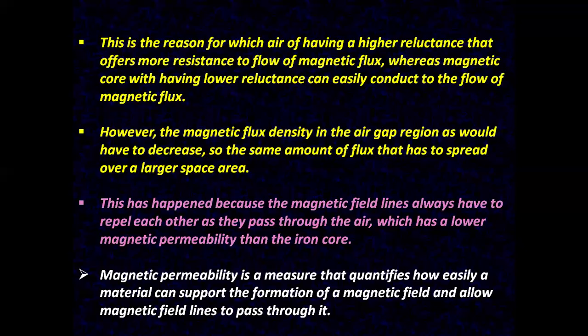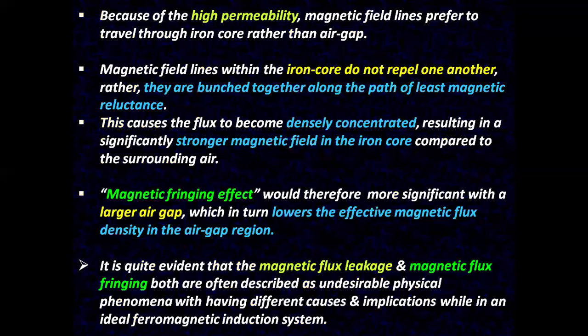Magnetic permeability is a measure that quantifies how easily a material can support the formation of a magnetic field and allow magnetic field lines to pass through it. Because of the high permeability, magnetic field lines prefer to travel through the iron core rather than the air gap.